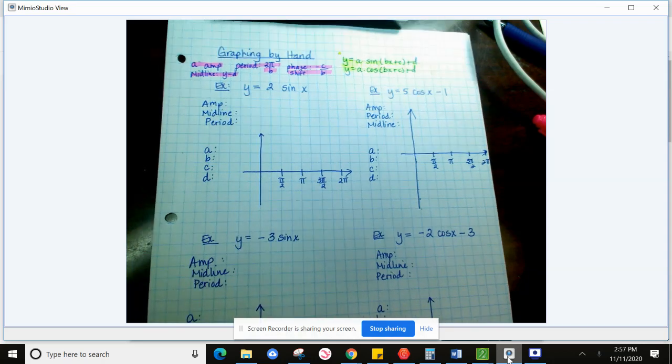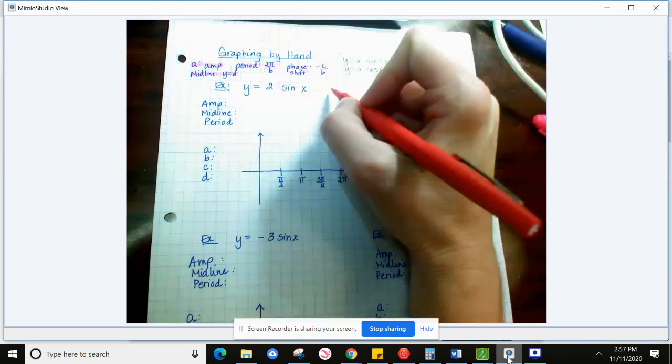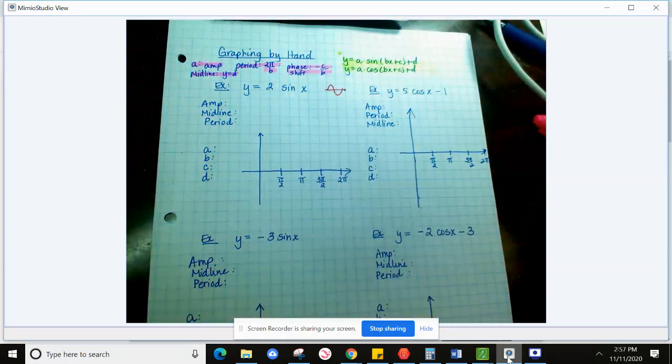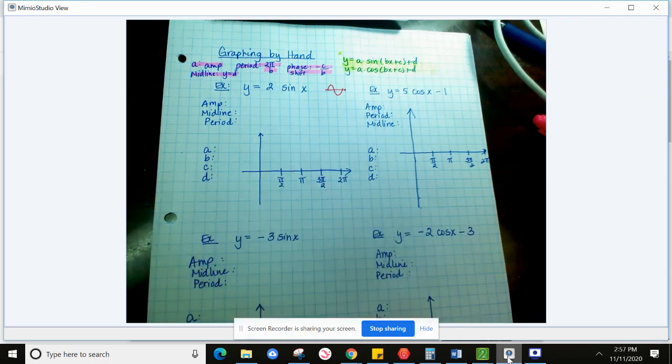So let's look at this first one here. It is a sine curve. Y equals 2 times the sine of x. Remember that sine starts and stops on the midline. So there's the general shape of what your curve is going to look like. Before we do too much, let's go ahead and figure out what these values are for your variables.